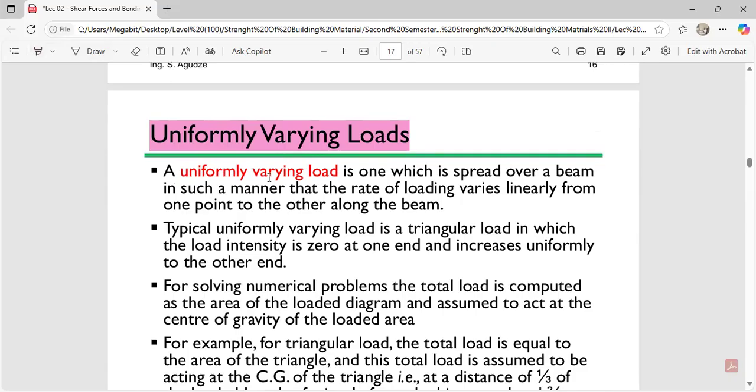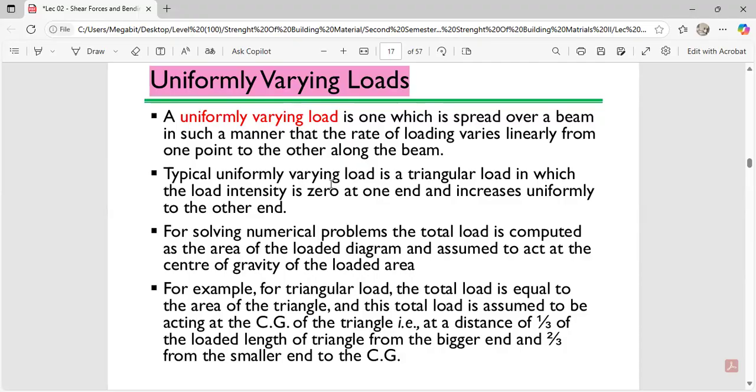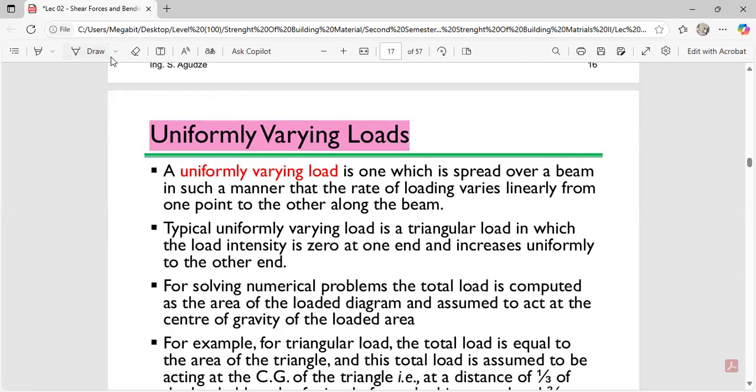A uniformly varying load is one which is spread over a beam in such a manner that the rate of loading varies linearly from one point to the other along the beam. Typically, a uniformly varying load is a triangular load in which the load intensity is zero at one end and increases uniformly at the other end.